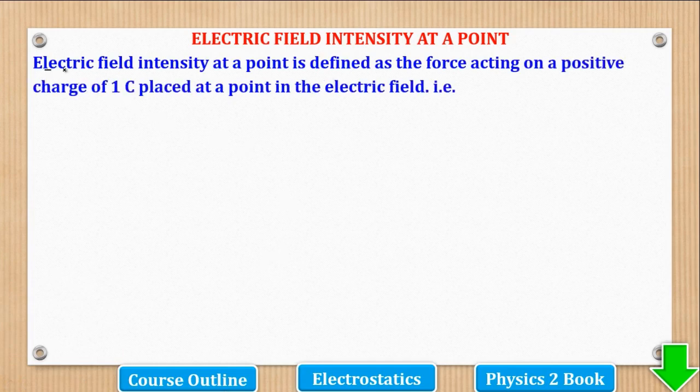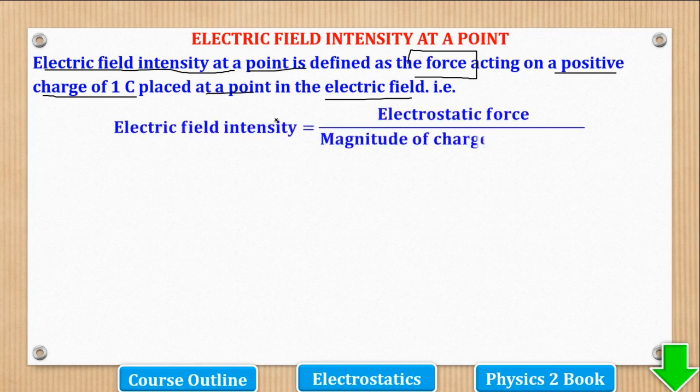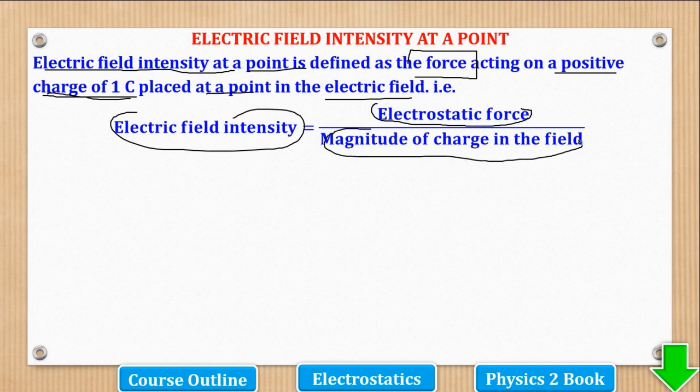So we shall start by defining electric field intensity at a point. This is the force, know this word force, acting on a positive charge of 1 coulomb. This word is vital, positive charge of 1 coulomb, placed at a point in the electric field. And remember in the previous video we saw that force is a vector quantity. That means that electric field intensity is also a vector quantity. Therefore, because the one charge has to be positive 1, that is why we divide. So electric field intensity is equal to electrostatic force divided by magnitude of charge in the field.